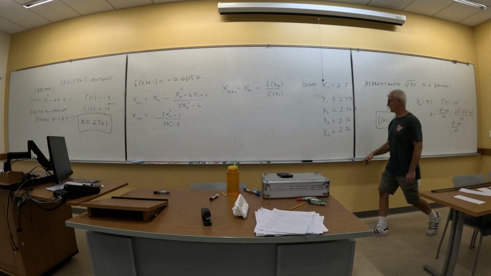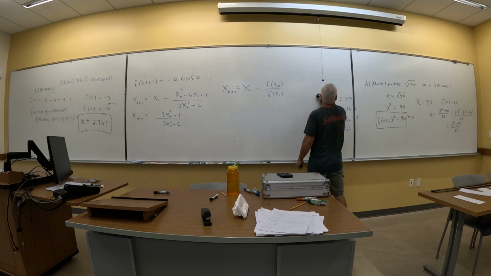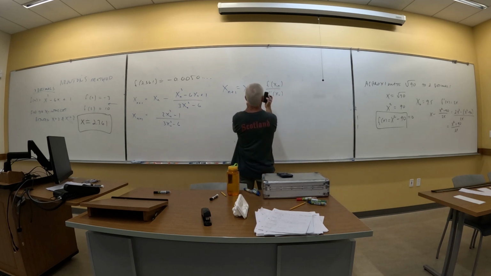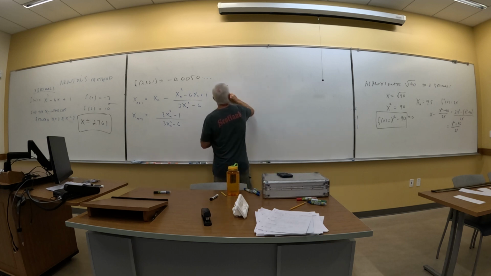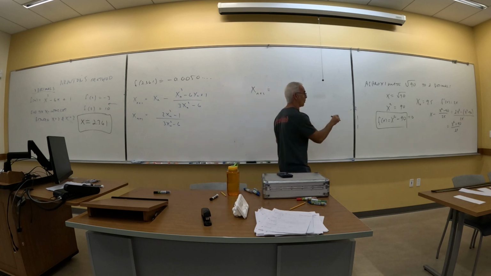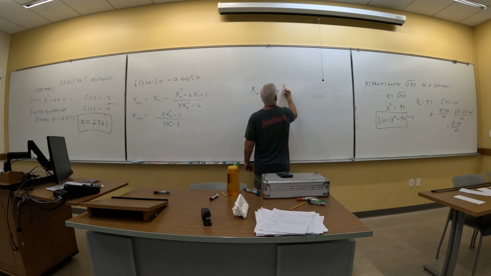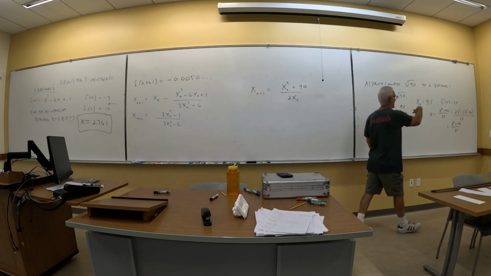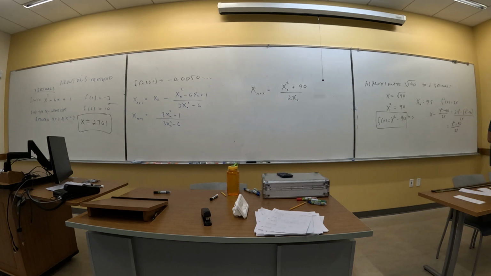So let me go over here to the left. Anytime you're doing Newton's method, you want to state what this ends up being. So in our case, we're going to state what we are going to find. The n plus first iteration, therefore, is x_n squared plus 90 over 2 times x_n. When I'm doing my scratch work, I don't bother putting the n's in yet. It just takes too long. I'm lazy.